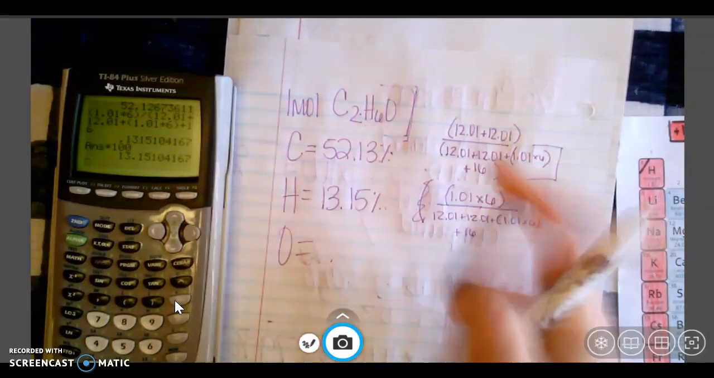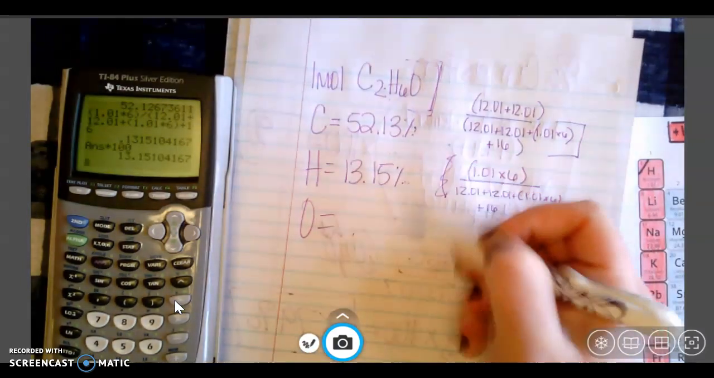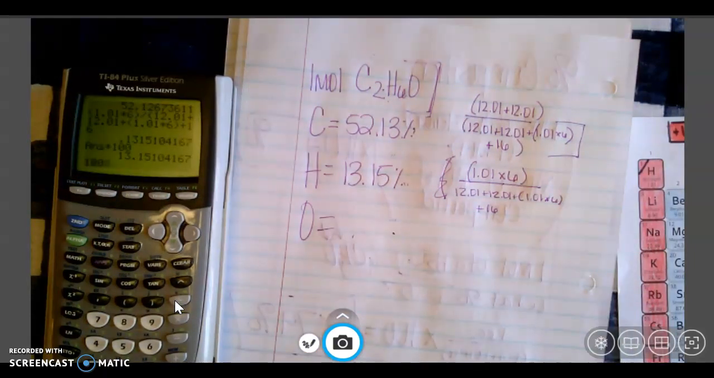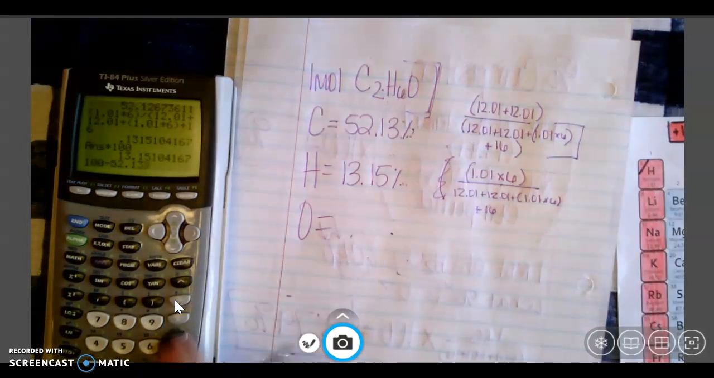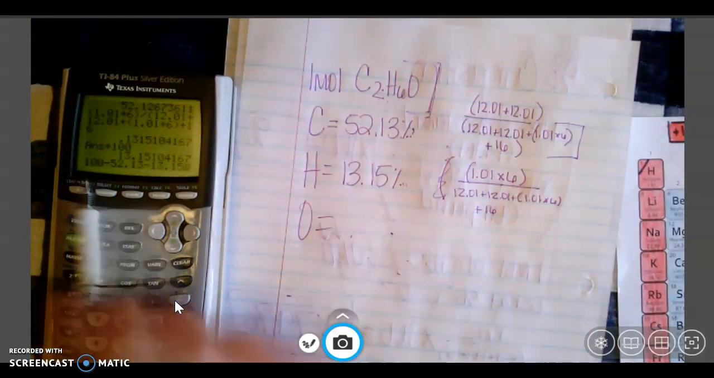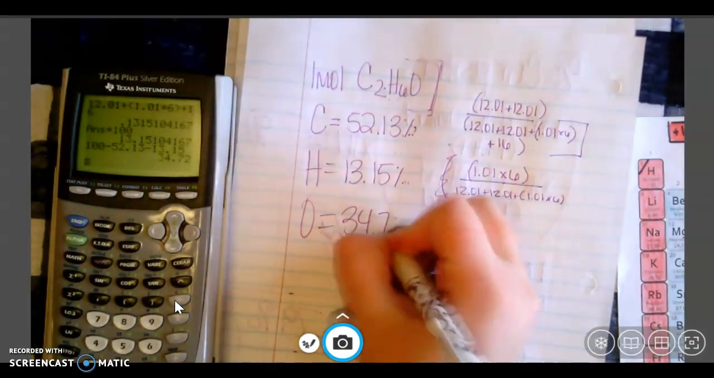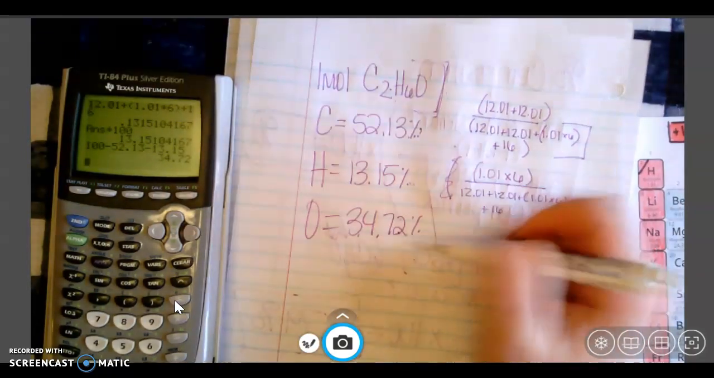Okay? Now, I could do the math to figure out how much oxygen I have left, or I could just subtract, because I know that these 3 numbers have to equal 100%. Okay, so if I have 100% and 52.13 of this 100% is carbon, and 13.15% is hydrogen, I can say 100 minus this gives me 34.72, which must be what my oxygen percentage is, because this has to equal 100.